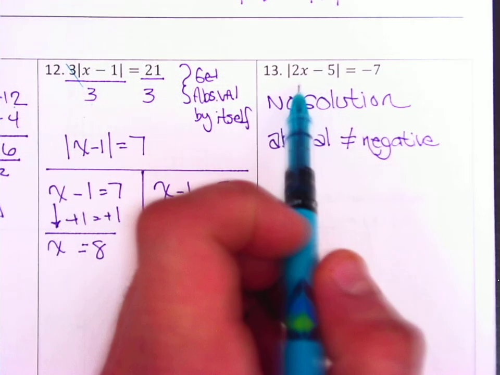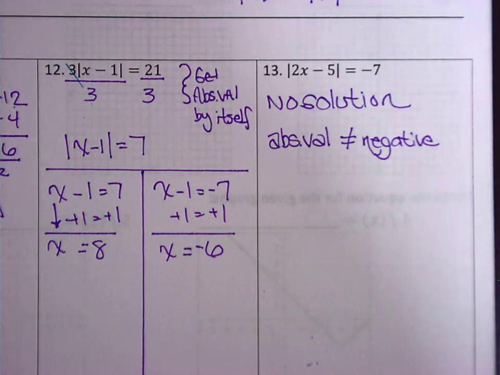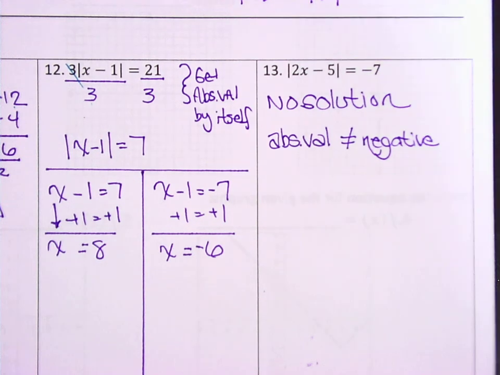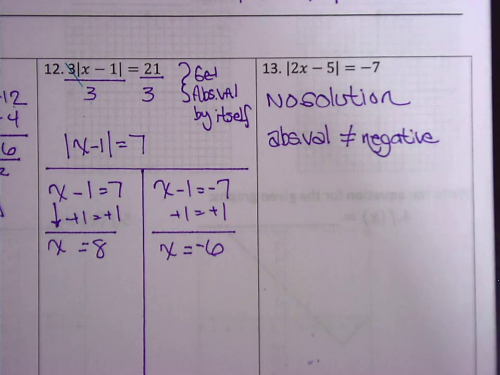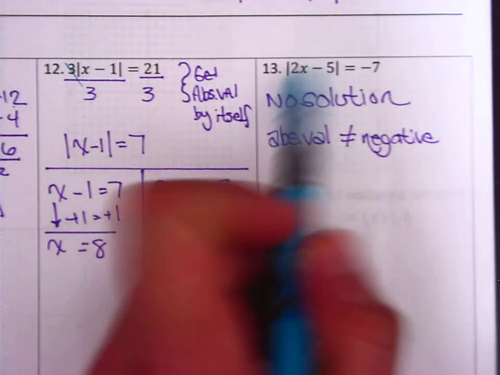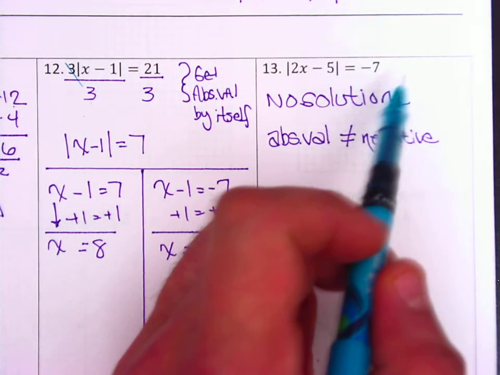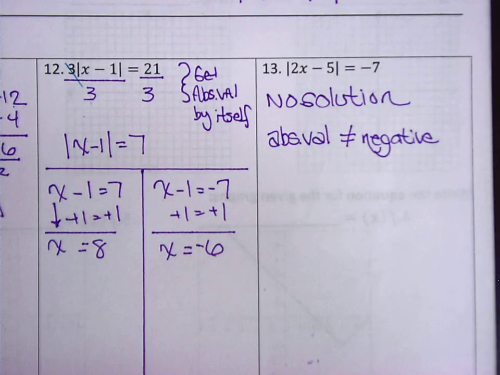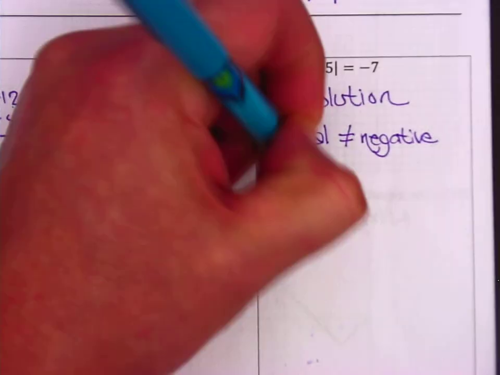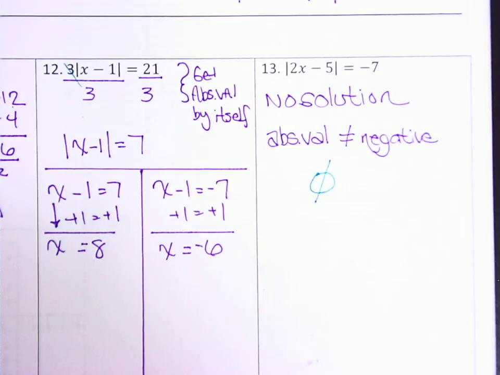Number 13 was to see if you actually understood what was happening here. Here we have the absolute value of 2x minus 5. There's nothing happening outside of the bars, and the answer says that it equals -7. Remember, you cannot have an absolute value problem that equals a negative number. So we have no solution for this one. There should have been no other answer except for no solution, or maybe a lot of people did this, and that was fine too.